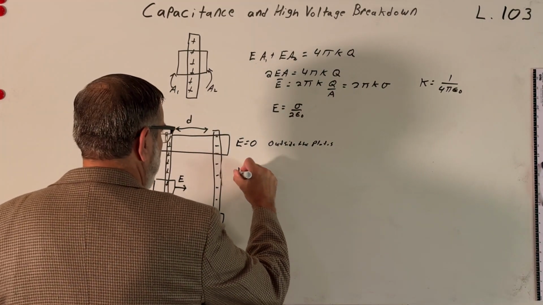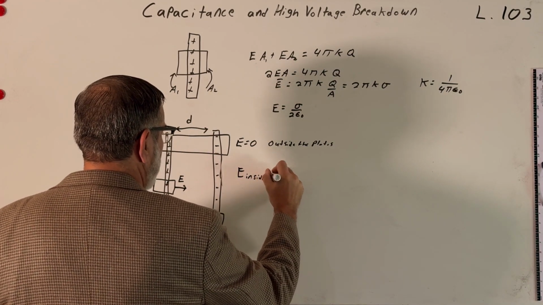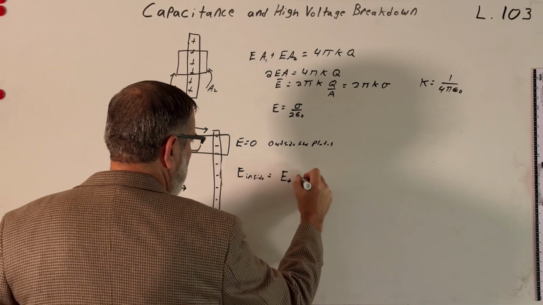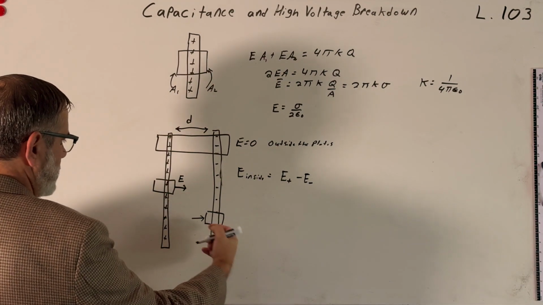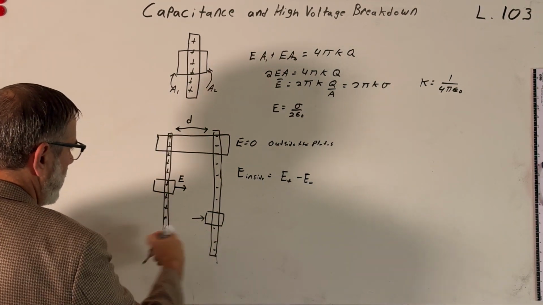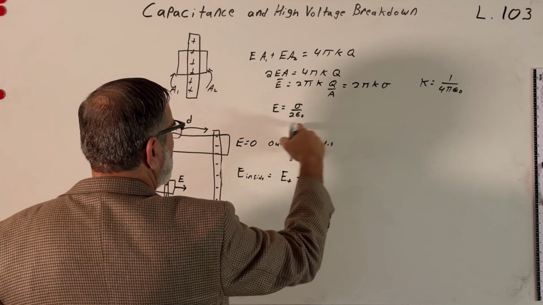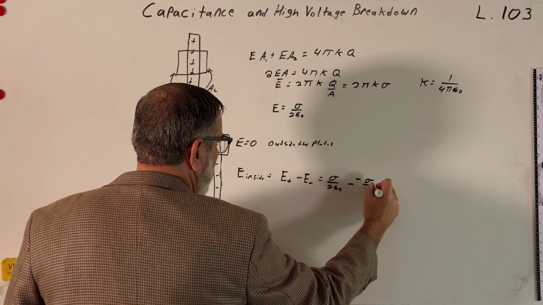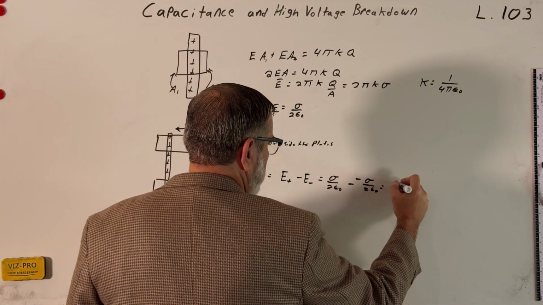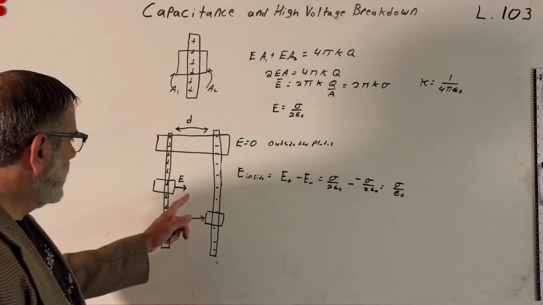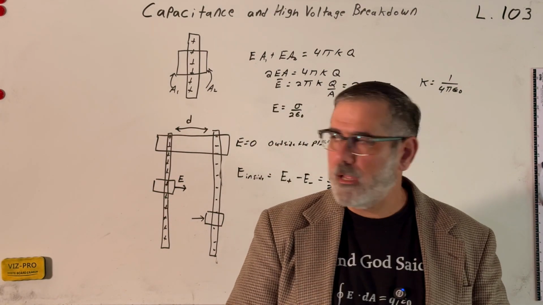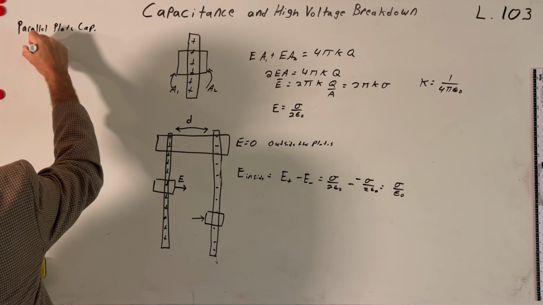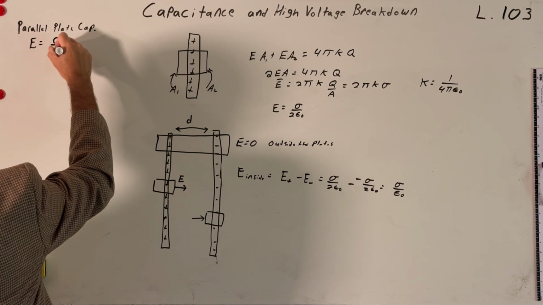So we can write that E outside equals 0. E inside equals the electric field from the positive plates minus the electric field from the negative plates because it's pointed in the opposite direction. If I add these terms in, we'll get sigma over 2 epsilon naught minus negative sigma over 2 epsilon naught. Minus times minus is positive, so this gives me sigma over epsilon naught. That's the field inside, in between the plates of the capacitor. And so that is going to be, I'll call this a parallel plate capacitor, E equals sigma over epsilon naught.